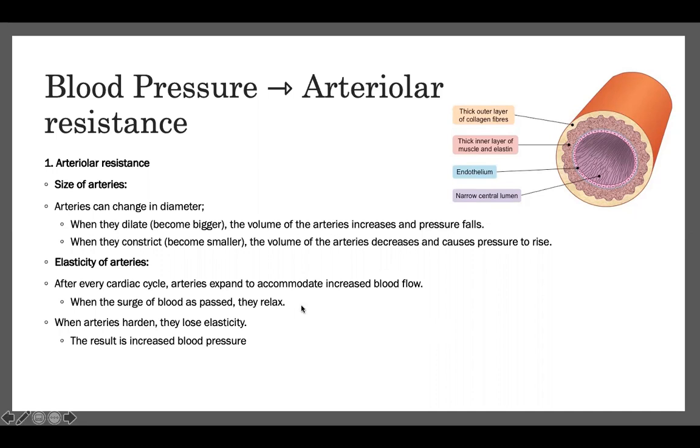And as we get older, our arteries might have increased plaque. When they harden, they're going to lose elasticity, and that's also going to increase blood pressure because they've lost that flexibility.